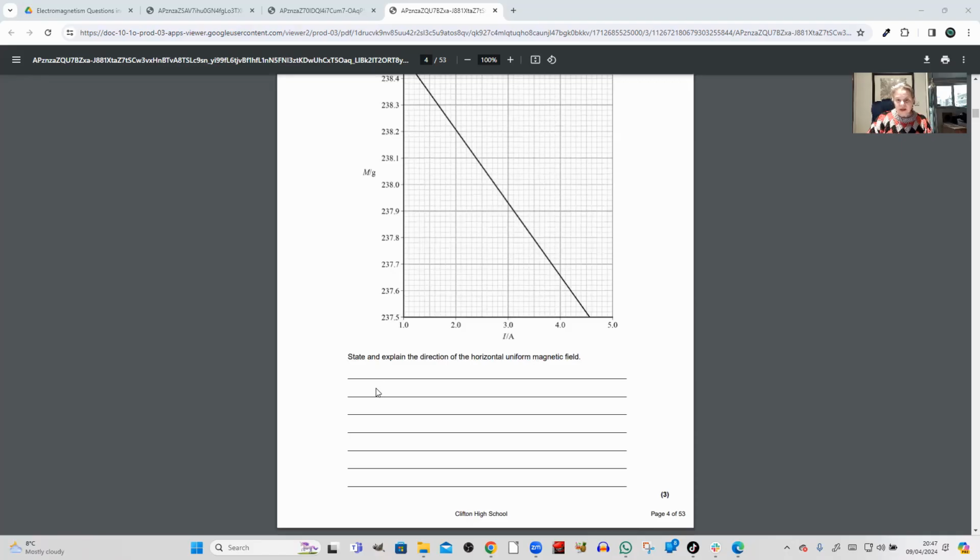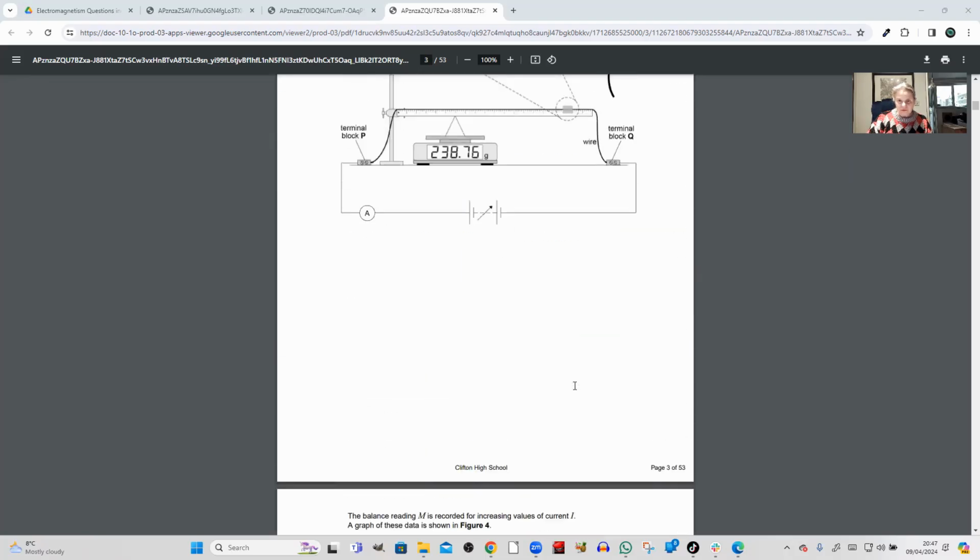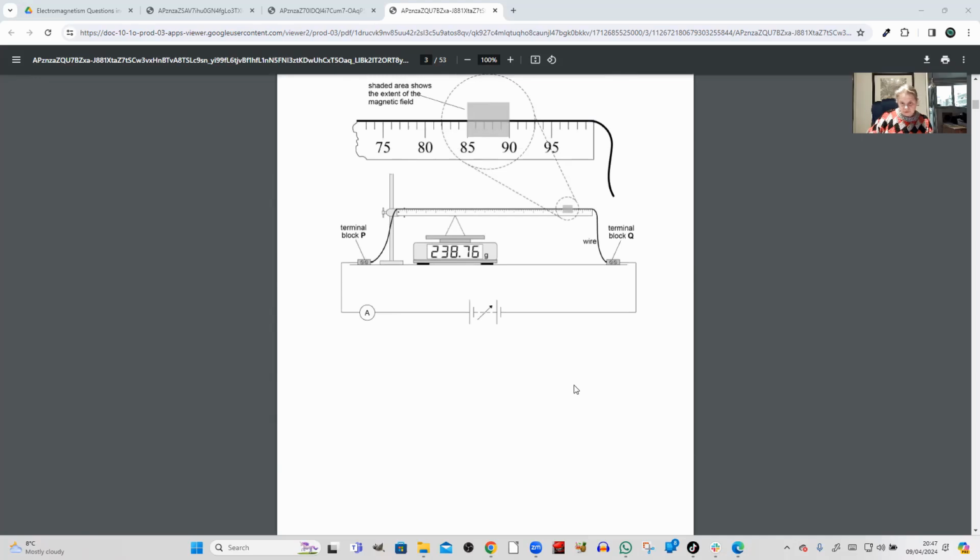This says state and explain the direction of the horizontal uniform magnetic field. Okay, so first things first, we've got to realize that this is the positive and this is the negative of the battery, which means that the current flows from P to Q, okay? Which means that the current in this bit is going this way. This is conventional current, okay?